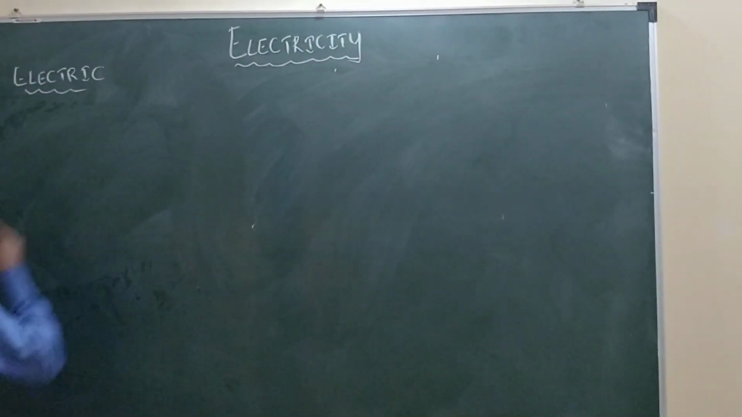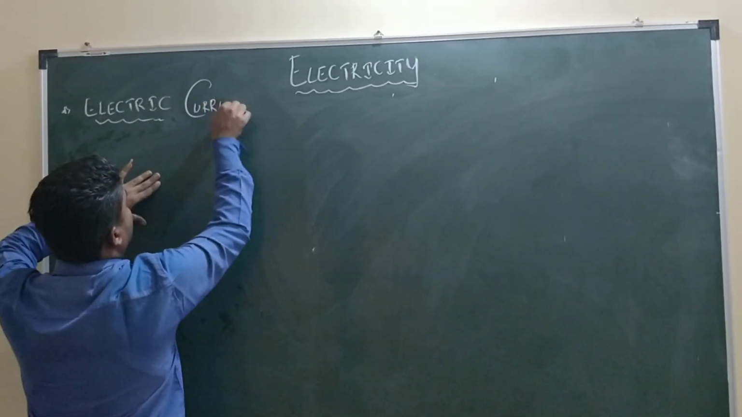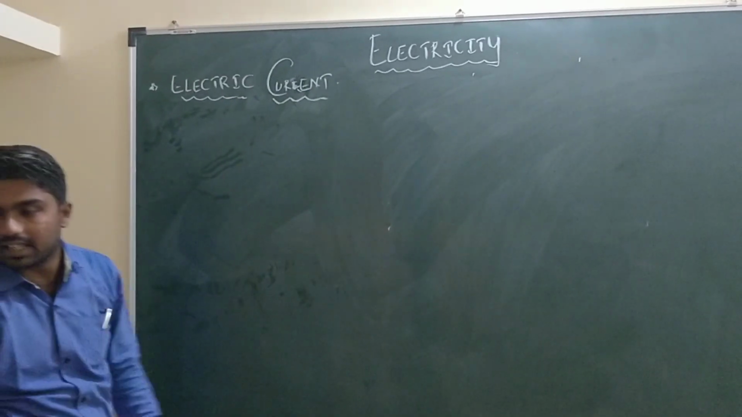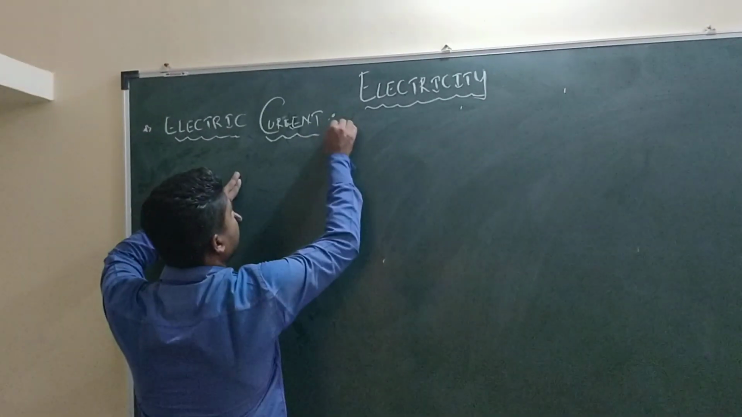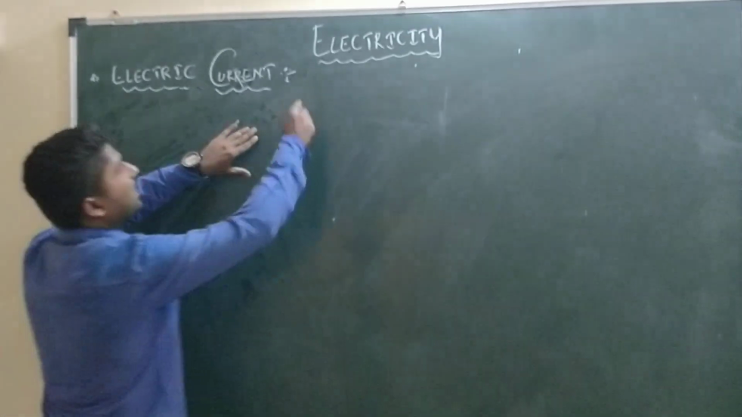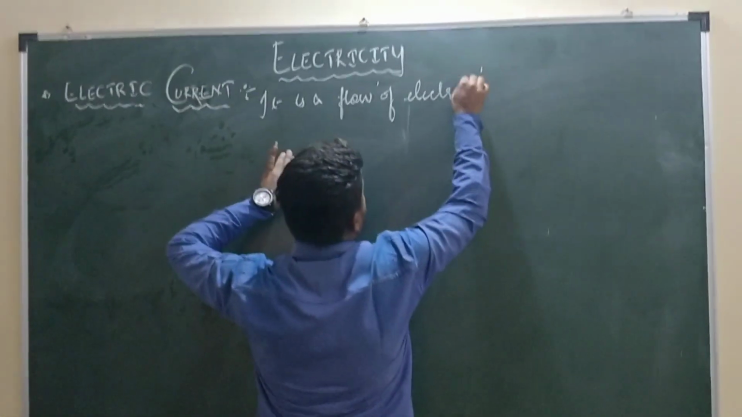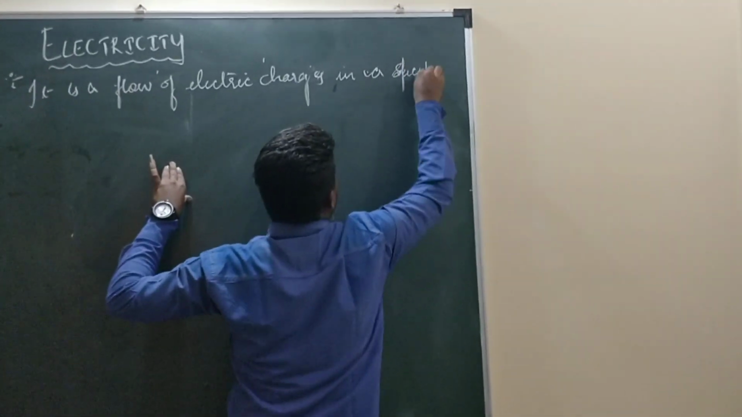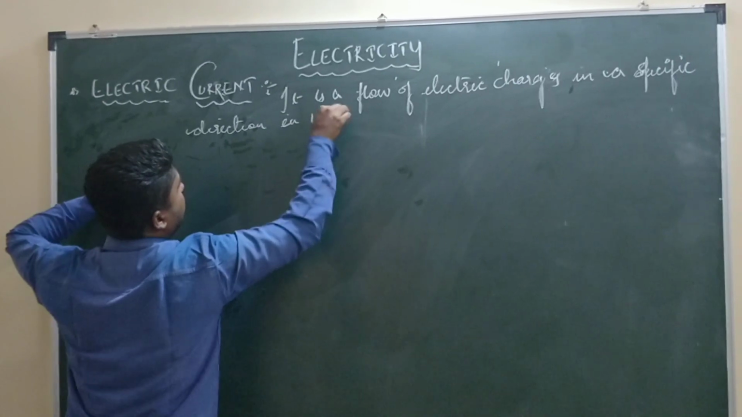Electric current. What is electric current here? Can anybody say? Let's discuss electric current. It is a flow of electric charges in a specific direction in unit time.